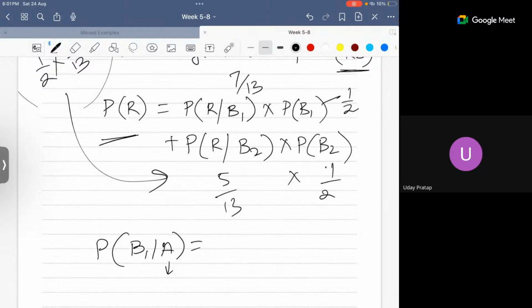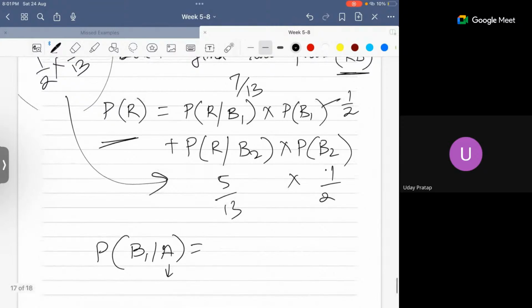The total probability would be what? Probability of getting what? Such that you can get a red ball from any of the boxes. I hope you are able to understand. See, you have to calculate the probability that box A has been chosen, given that the red ball has been drawn.